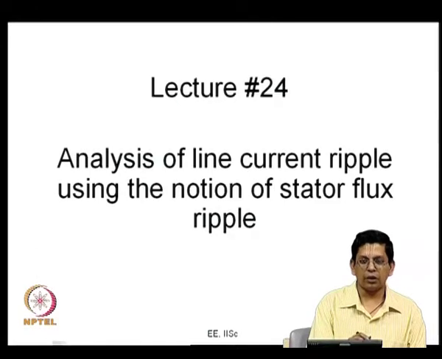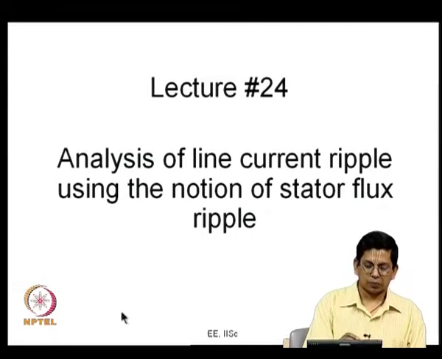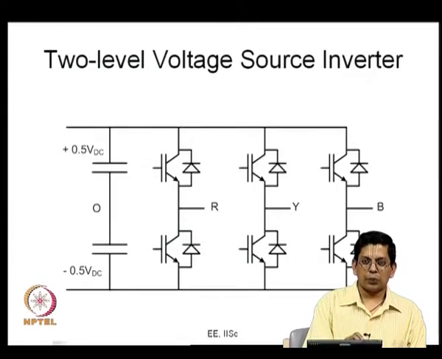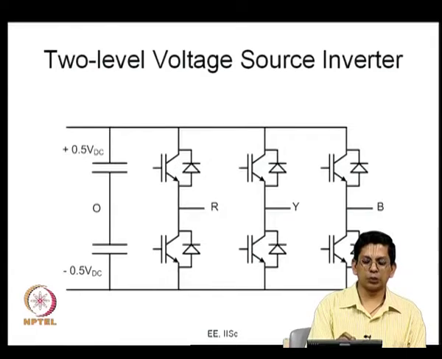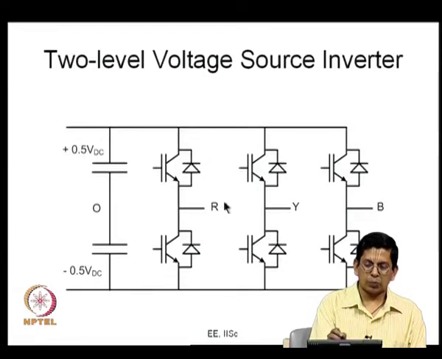So, first to have a review of this. Today's lecture, the focus is on analysis of line current ripple using the notion of stator flux ripple. So, we would have a quick review. This is the voltage source inverter, and you have two devices in every leg, they are switched in a complementary fashion. So, every leg is actually a single pole double throw switch. This is the pole, there are two throws. So, every leg is a single pole double throw switch, and this terminal is commonly called the pole.